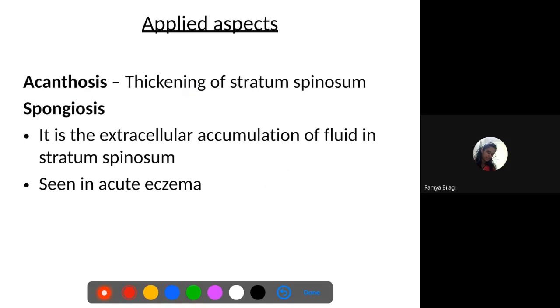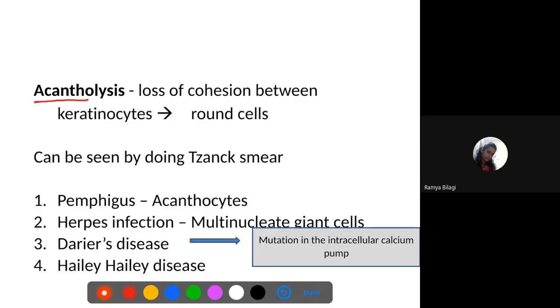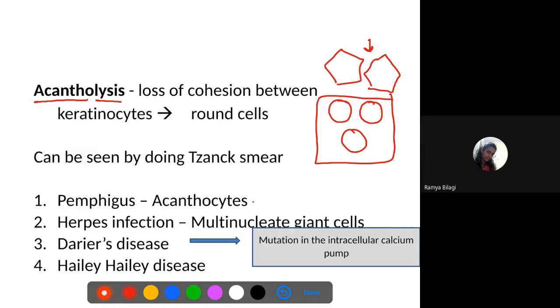What is acantholysis? See the term acantholysis. There is breakage of the cells, or there is loss of cohesion between the cells. The desmosomes were pulling the cells and maintaining the structure of the keratinocytes. When there is any disturbance in the desmosome, the cells lose their original structure and they become round cells. These round cells, we call acanthocytes. To appreciate this acantholysis, we do a test called Tzanck smear.